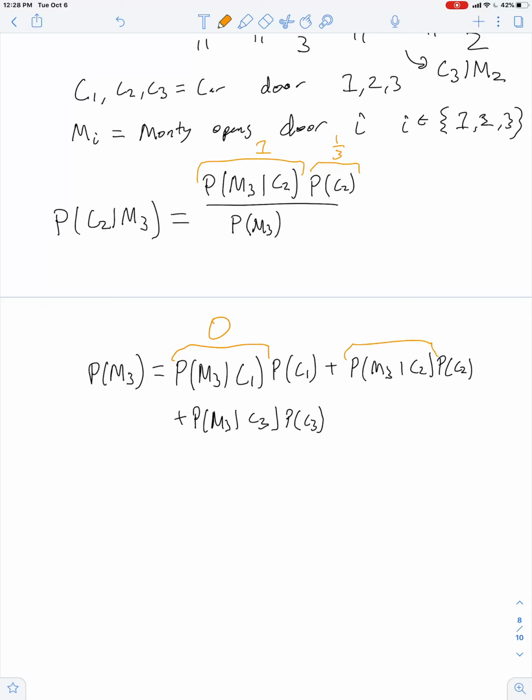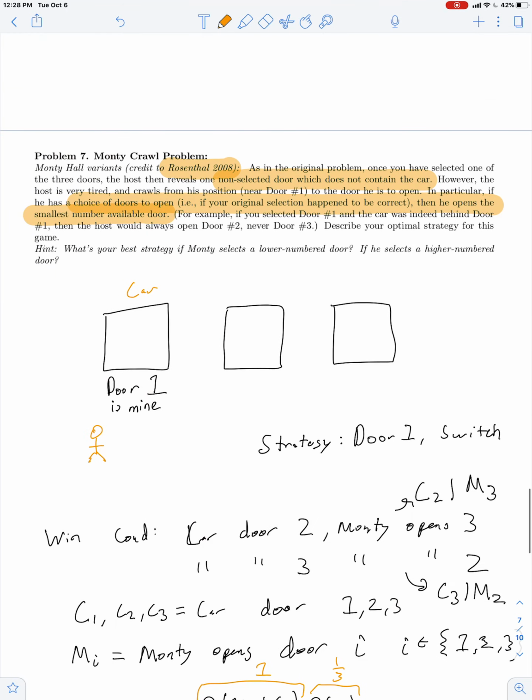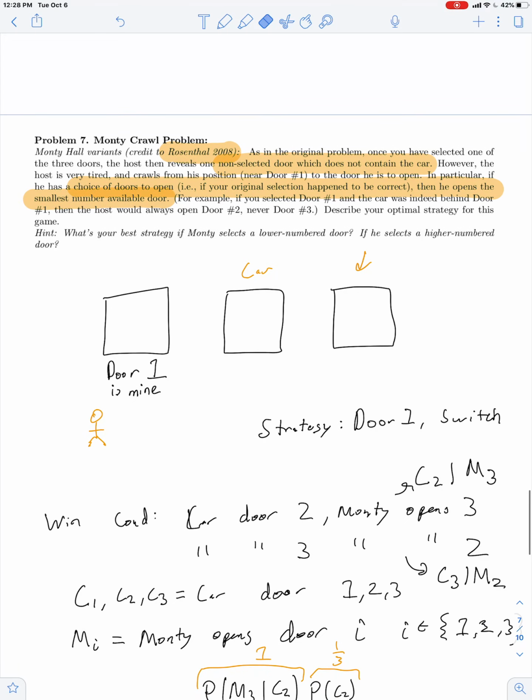What's the probability that Monty opens door 3 given the car is in door 2? That's 1 because he has to. These are all still 1/3, right? Because the car is equally likely to be in any position. But the probability that Monty opens door 3 given that the car is in door 2, I picked door 1, car is in door 2. That means that Monty has to open door 3 because it's the only available door that has a goat in it, right?